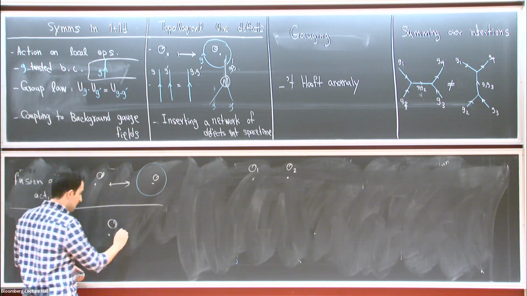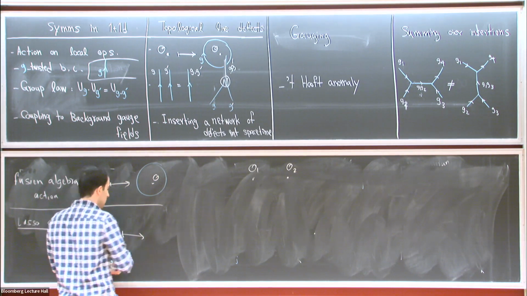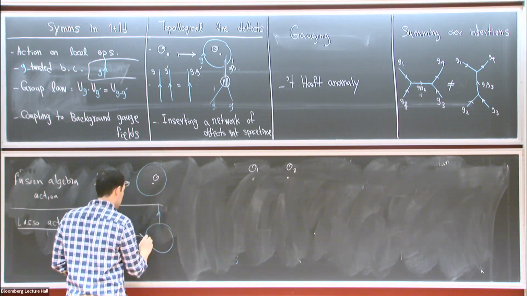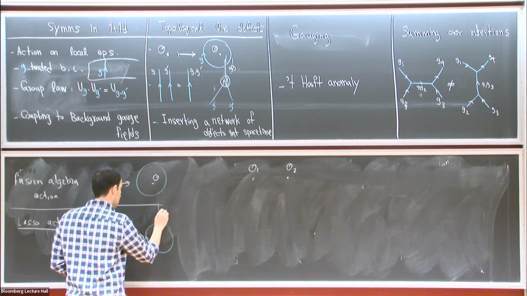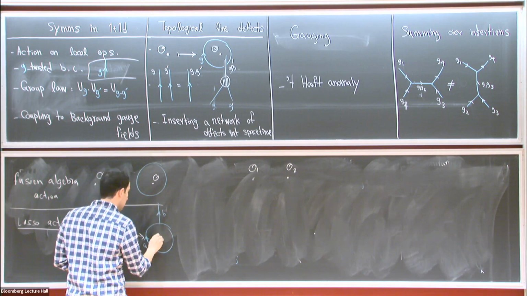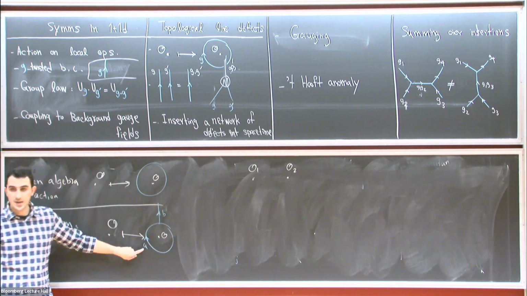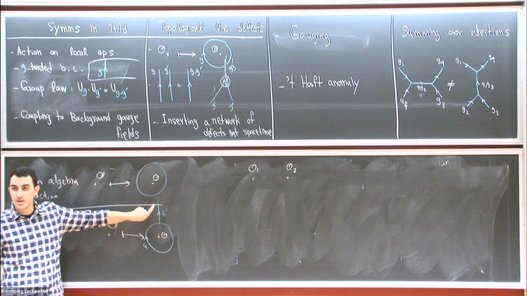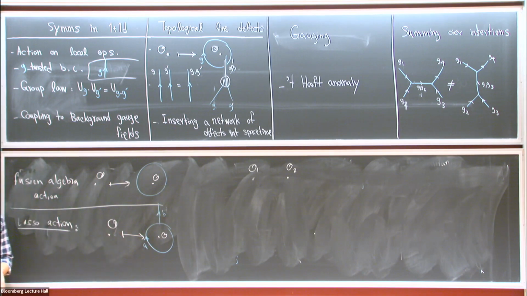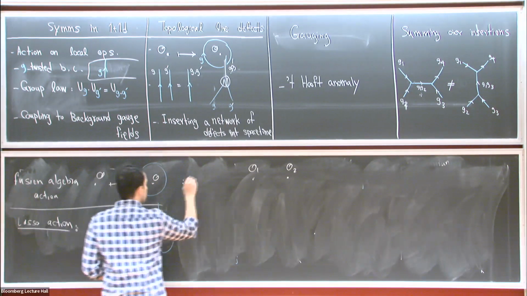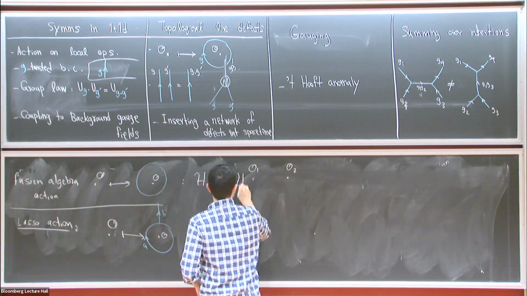So it tells me that if I have a local operator O, I could not only wrap it with another line, I could also attach a tail here, B. Right? So this is a map from H to H.